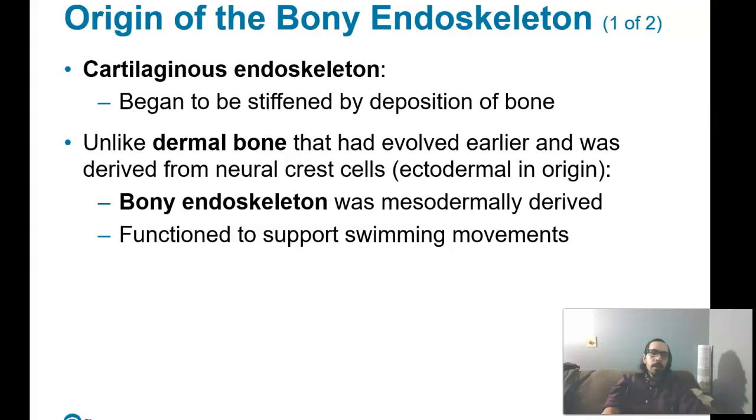The cartilaginous endoskeleton began to be stiffened by the deposition of bone. And unlike the dermal bone that had evolved earlier and was derived from the neural crest cells, the bony endoskeleton was mesodermally derived, and it aided in swimming movements.